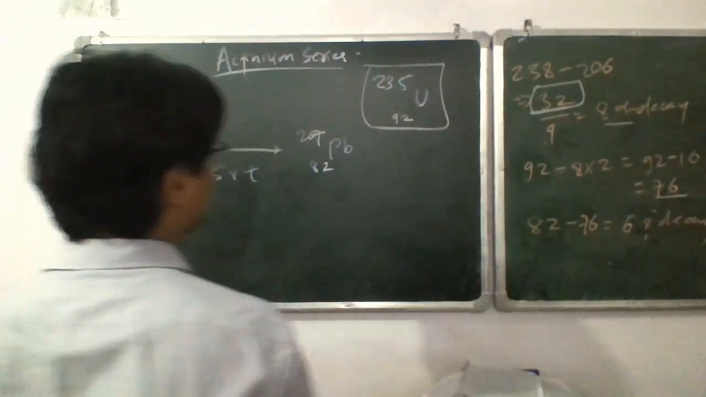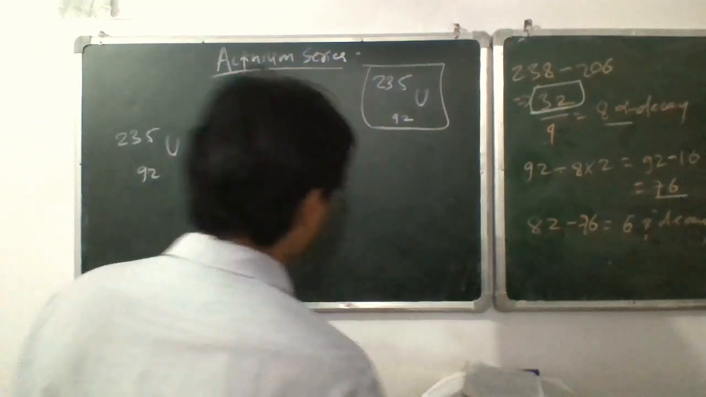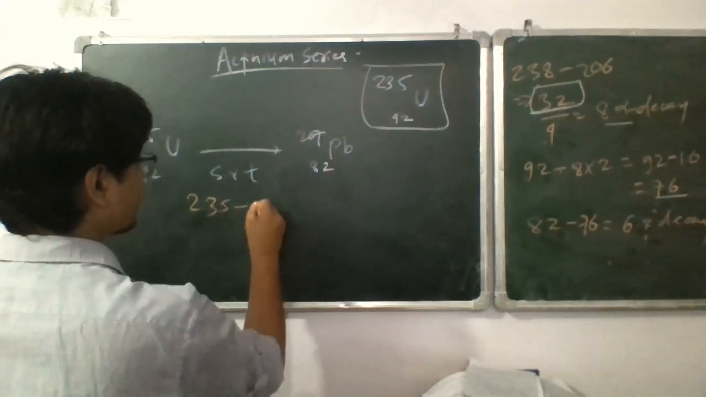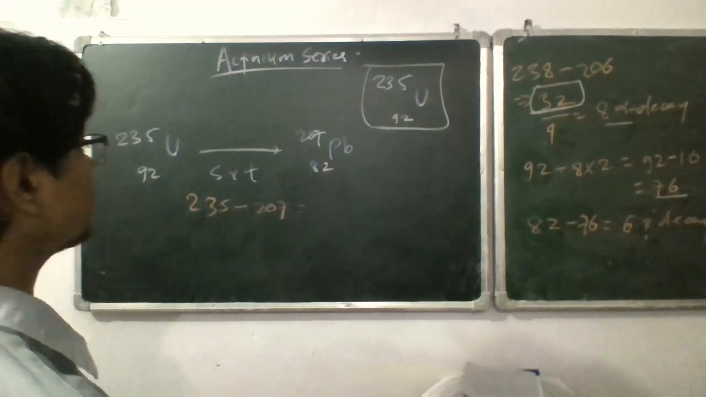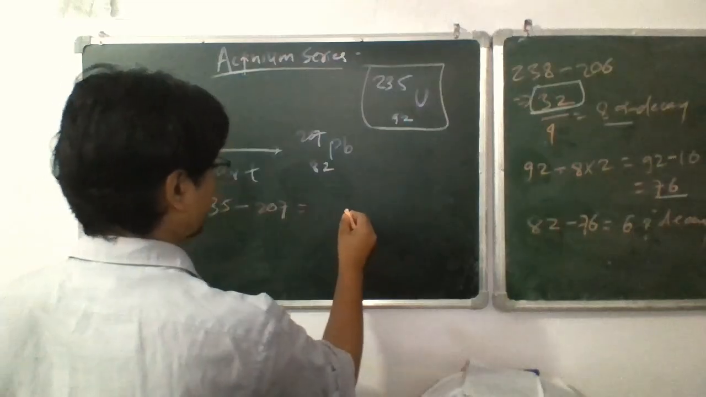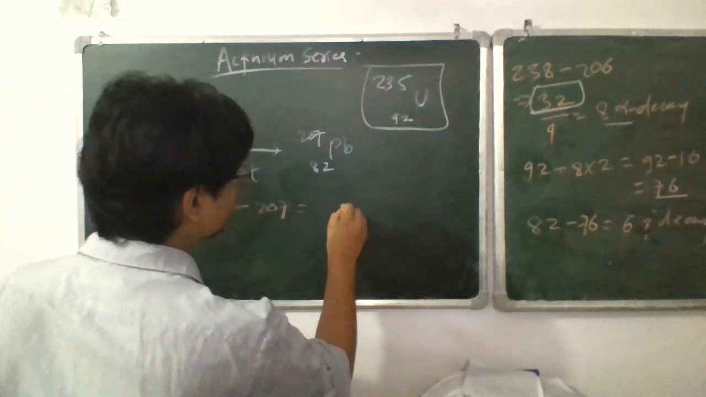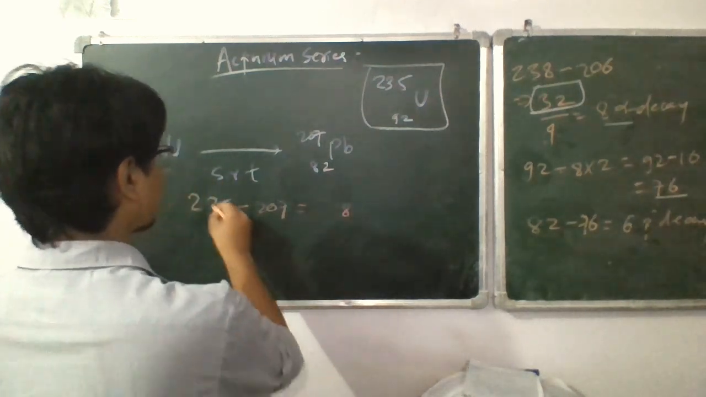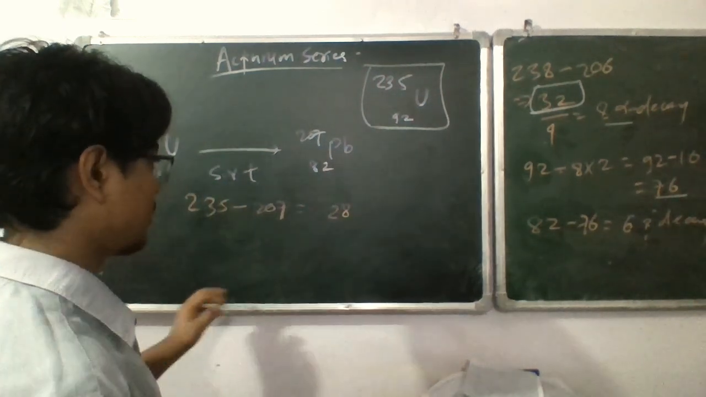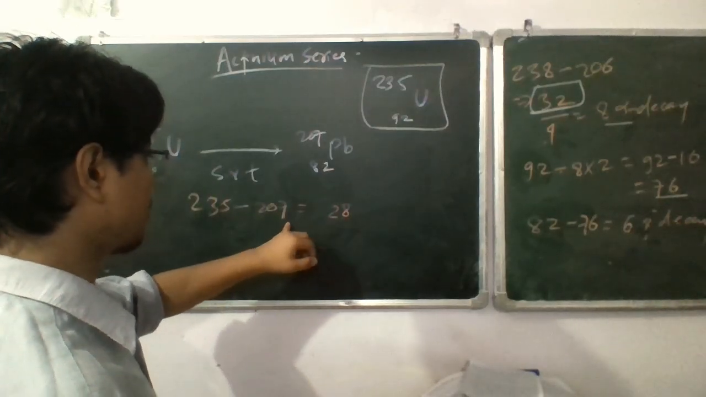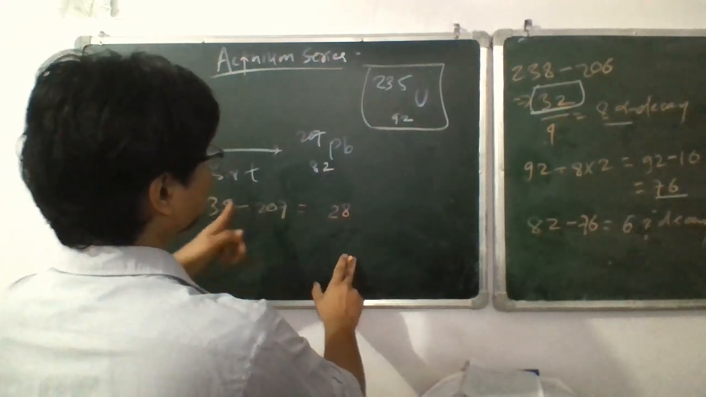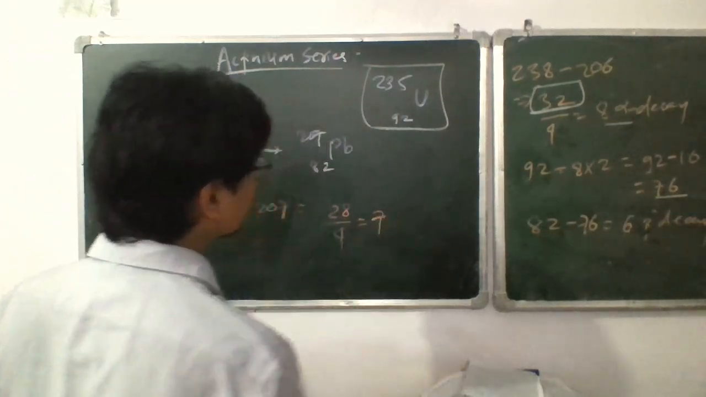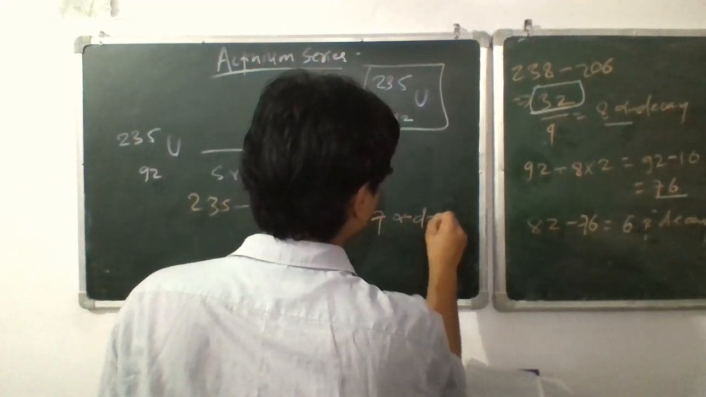Now let's see how much the atomic weight has been changed. If you want to calculate that, you would be interested in the subtraction, and that would give us 35 minus 7. So we have 28. 28 plus 7 would be 35, yes, it is correct. And if I divide 28 by 4, I will get 7. So we have got 7 alpha decays.